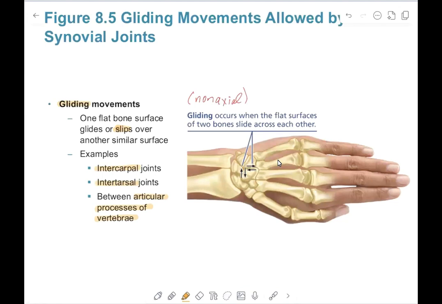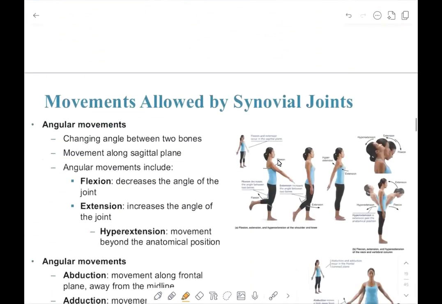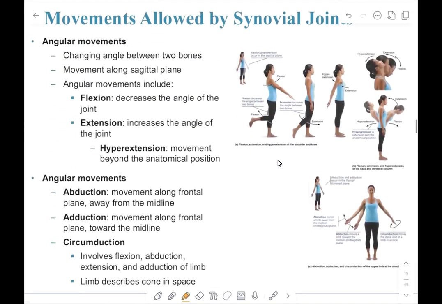The next group of movements is angular movements, and those angular movements come with decreasing or increasing the angle. So this is where it helps if you can kind of act out these movements. The angular movement changes the angle between the two bones and its movement along the sagittal plane. So flexion would be decreasing the angle of the joint, and extension would be increasing the angle of the joint.